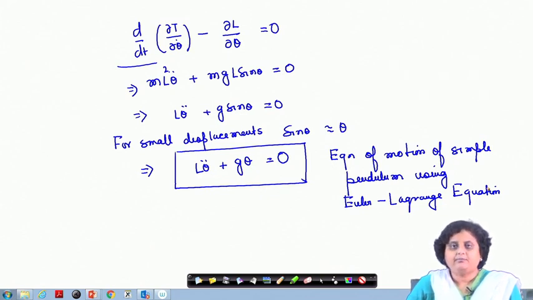So, therefore, by using the Euler-Lagrange equation, we get the same equation of motion that we derived earlier using the force balance. Now let me do another example and see how we can implement the Euler-Lagrange equation to obtain the equation of motion.